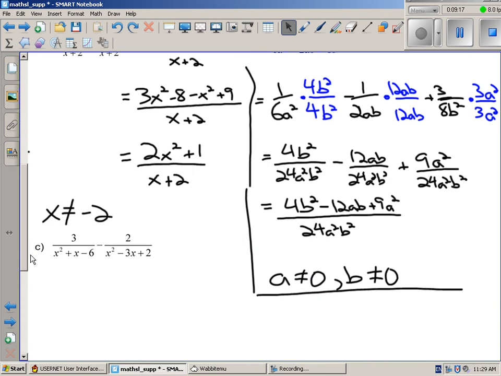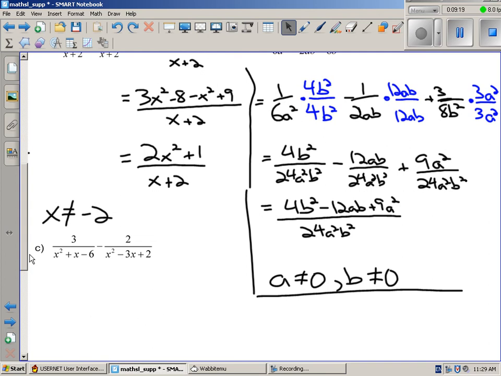Simplify if possible. So that means factoring the top and bottom and seeing if there's any opportunity for reduction of fractions. Okay, the top of this is a trinomial. It turns out to be a perfect square trinomial. It's 2b minus 3a, all squared. And this is 24a squared b squared.